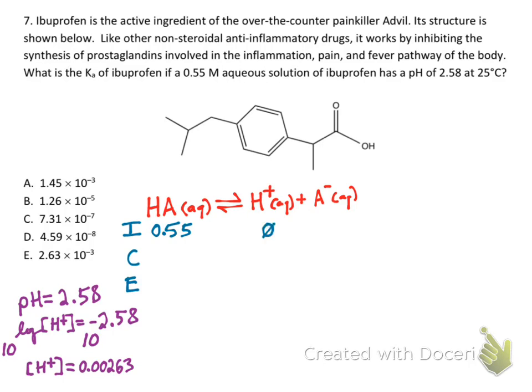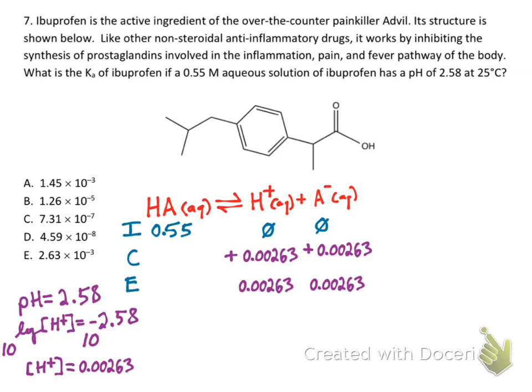We're starting with 0, and we're ending with 0.00263. Now, since it's a 1-to-1 ratio of H plus to A minus, the equilibrium concentration of A minus is also going to be 0.00263. And if we know the initial amount, which is 0 for both of these, and the equilibrium amount, which is 0.00263, that means the change for each of these is going to be plus 0.00263 and plus 0.00263.